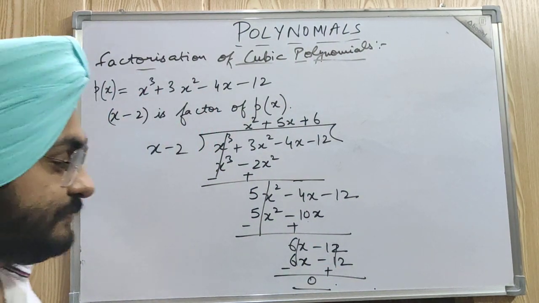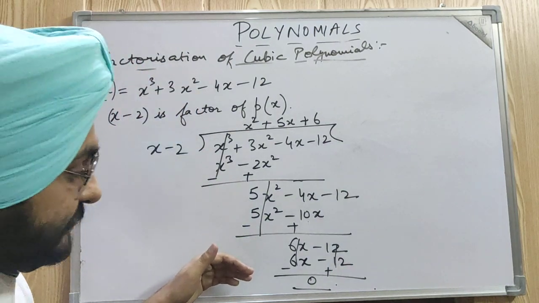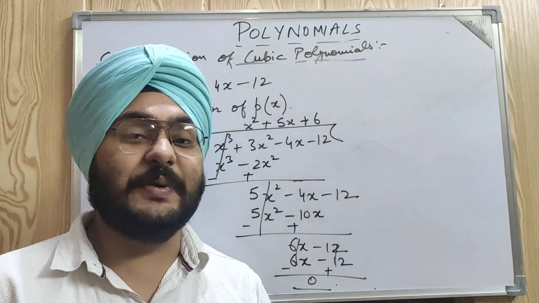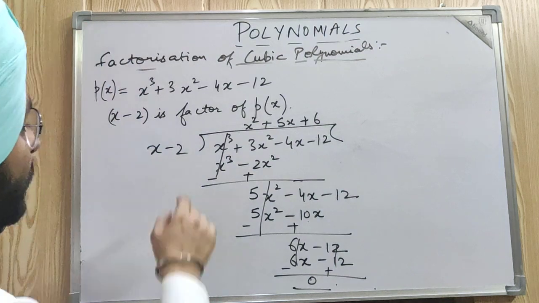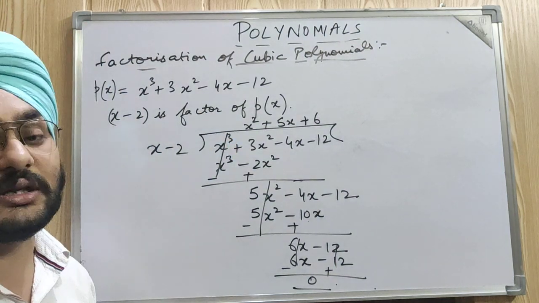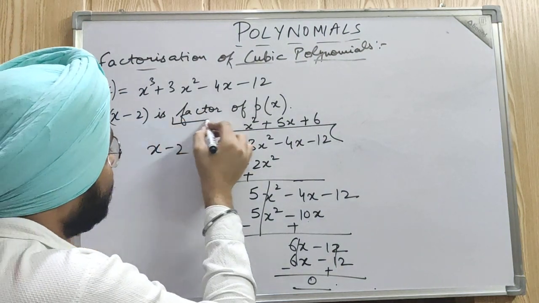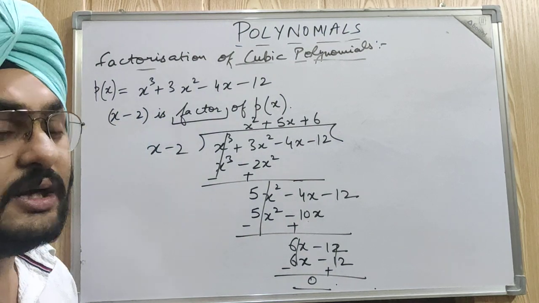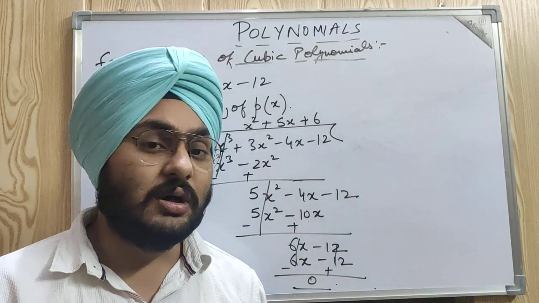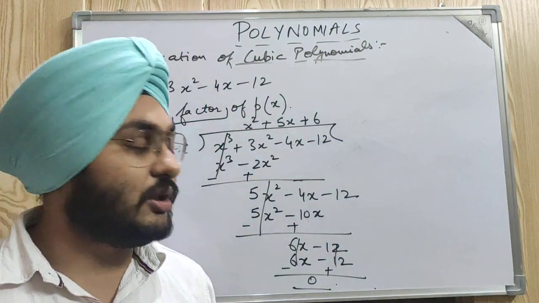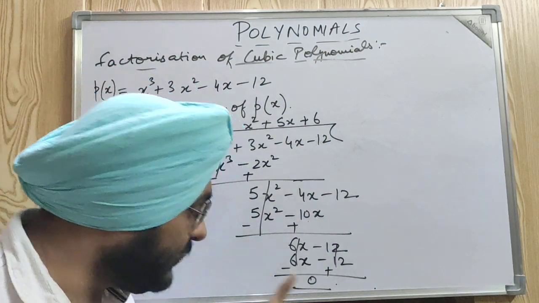So keep in mind, in this case, the remainder should always be 0 here. Why am I saying that? Because I am saying that x minus 2 is a factor of px. It means when we are having a factor, the remainder is always equal to 0. This we have discussed in the factor theorem as well. So now this one is 0.